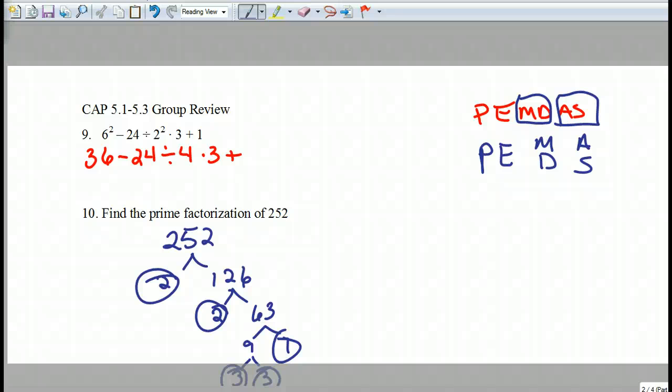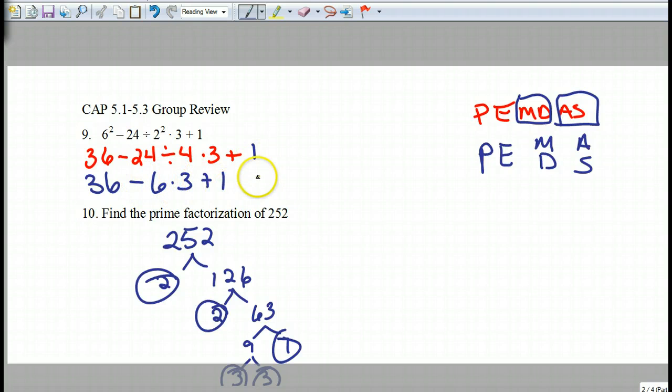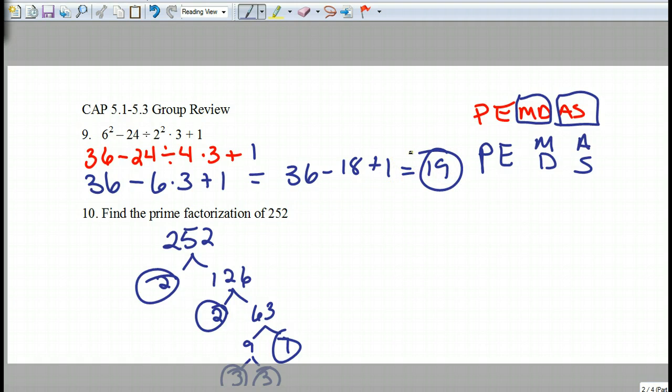Okay, so we're going to work from left to right on here because the multiplication and division are really equivalent. So it'll be 36 minus 6 times 3 plus 1, which would be 36 minus 18 plus 1, which is 19, and that should be your final answer on that one.